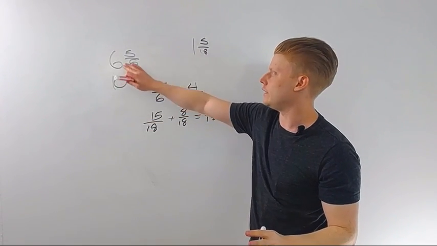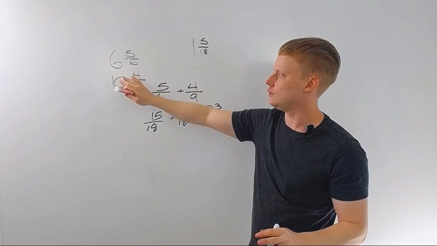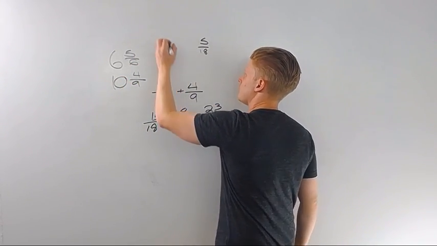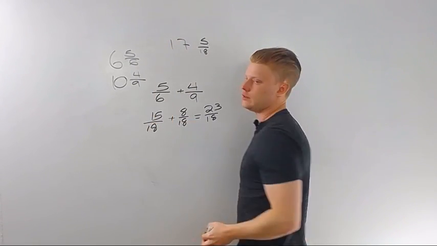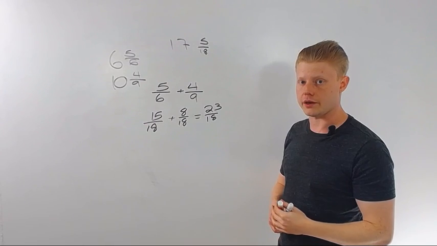Now I need to add these back in. 6 plus 1 is 7. 10 plus 7 is 17. So my final answer is 17 and 5/18. That's all there is to that.